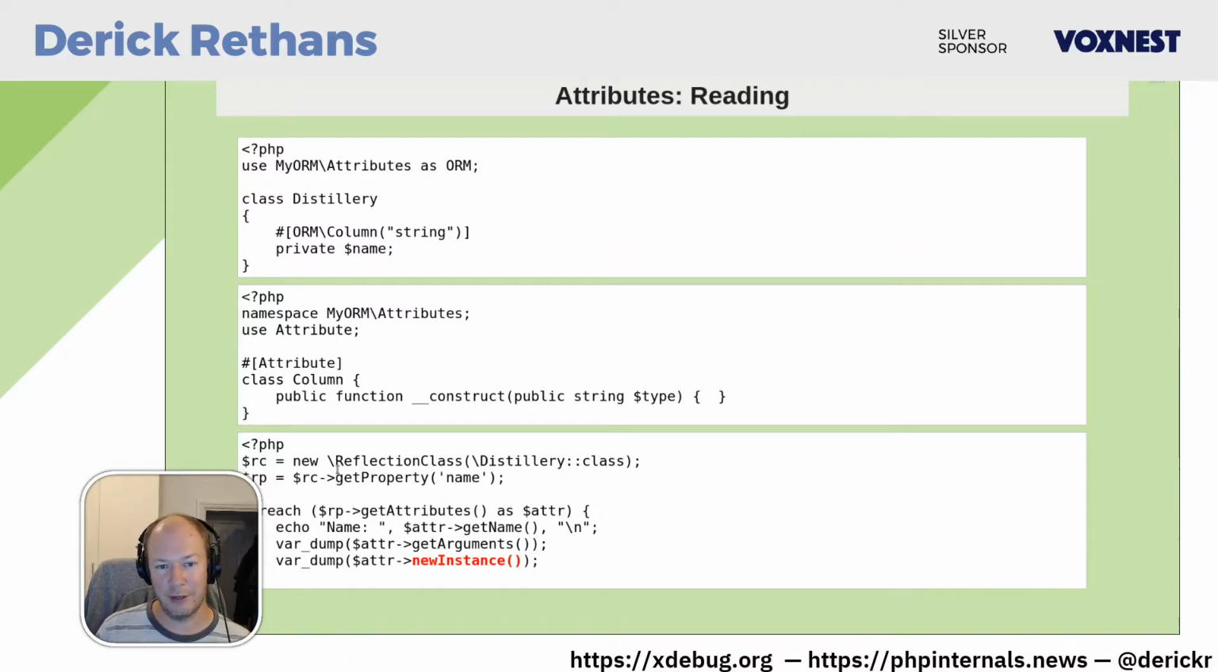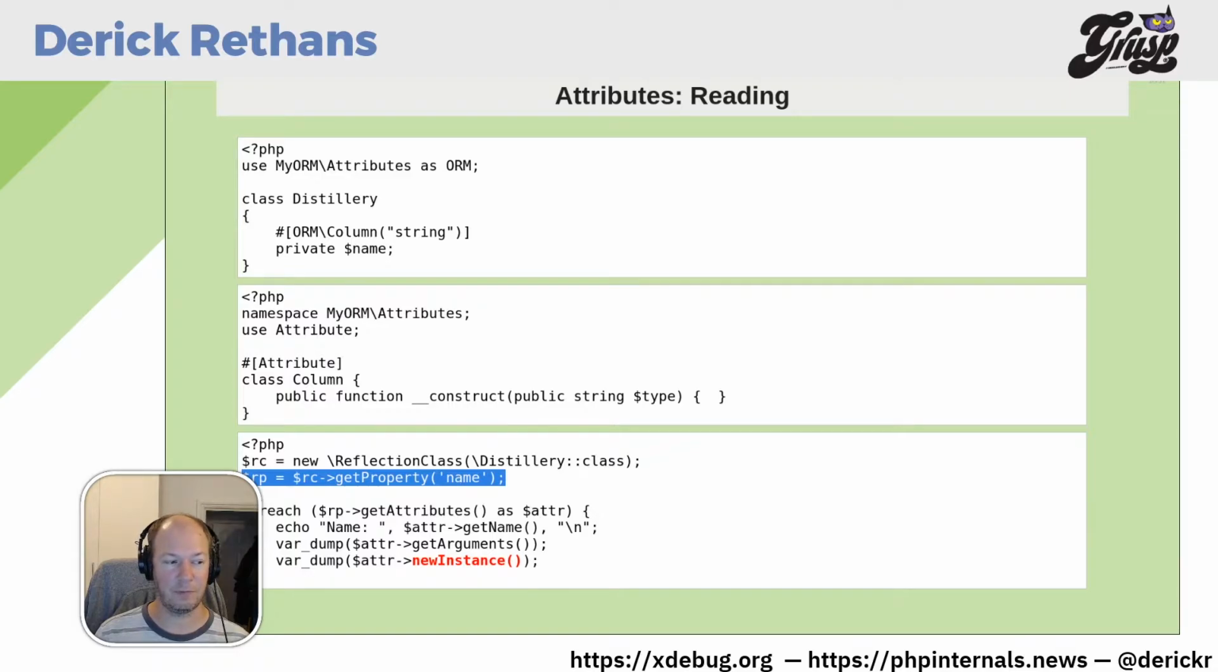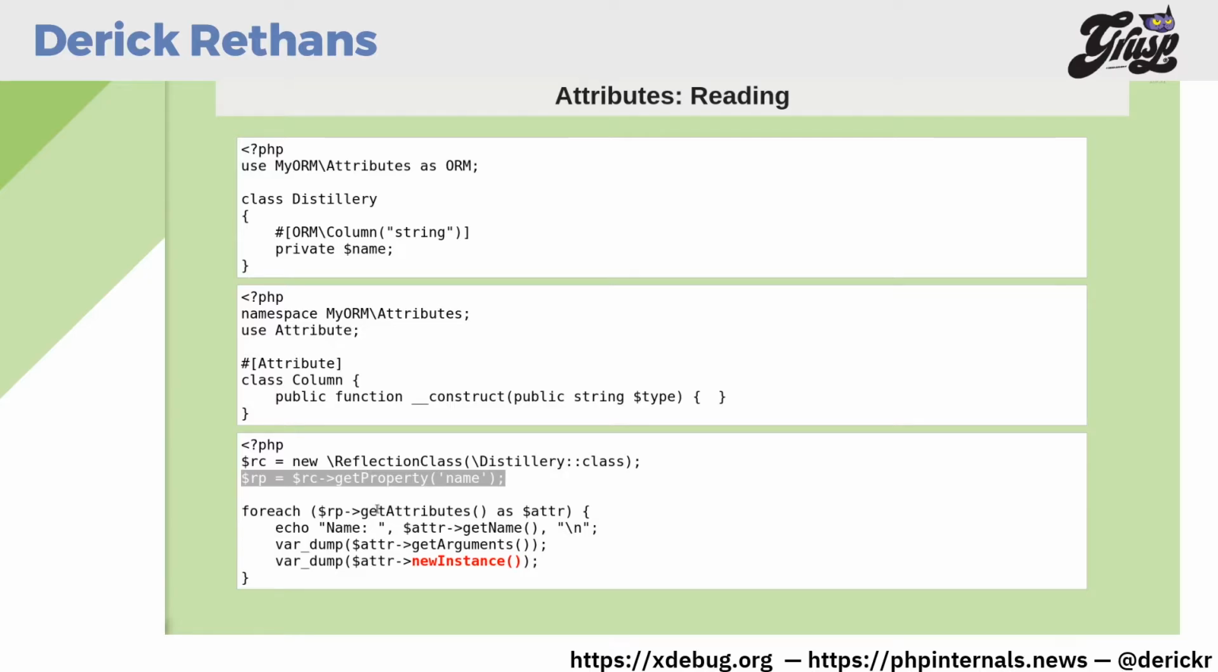The way you reflect on this name private property is by first creating a reflection property on name. And then we do a foreach over this. So we have rp get attributes that lists all the attributes that are found on name. In this case, we only have this column one, of course. We can echo the name. We can get all the arguments, which returns the arguments of this attribute, so in this case that would be string, and then we can create a new instance. And when you call new instance, PHP will actually instantiate the myORM attributes column class and feed in the arguments that were set on the attribute. So that feeds in the string as the argument to the constructor. And now that you have this attribute class, you can do auto validation.